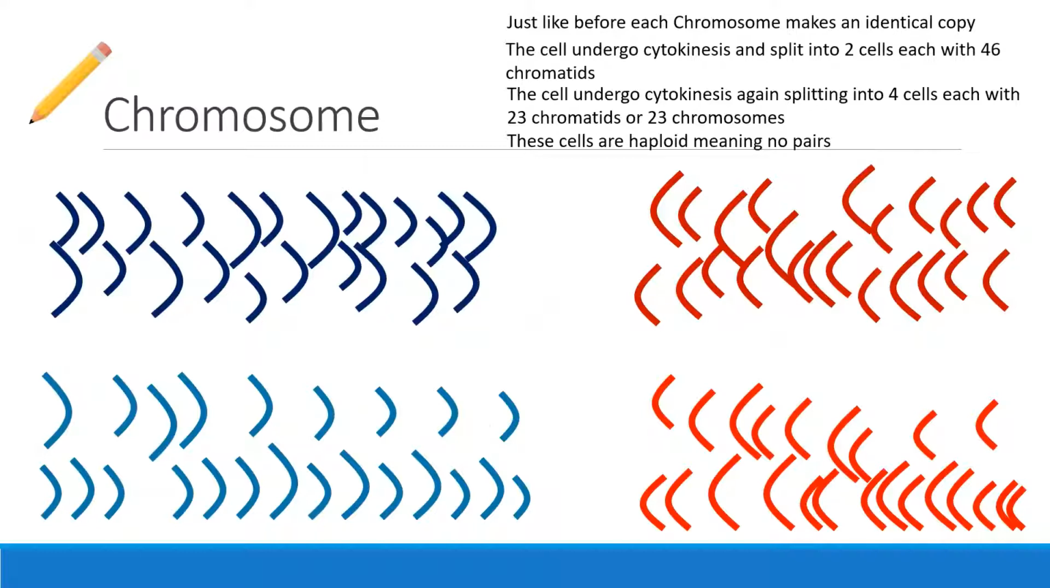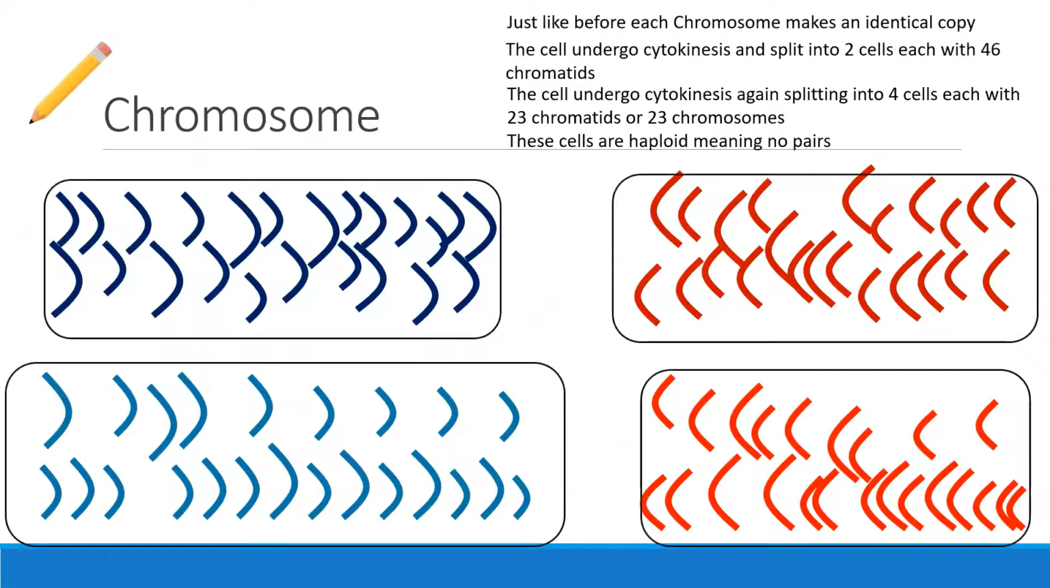But the problem is that you don't know what's going to be in those 4 packs, because each pair has been split. So 1 has been split from 2, 3 from 4, 5 from 6, and you don't know whether they went up or down. Therefore you end up with 23 chromosomes in each, and they are random cells. We call these random cells gametes, and they're used as egg cells or sperm cells.